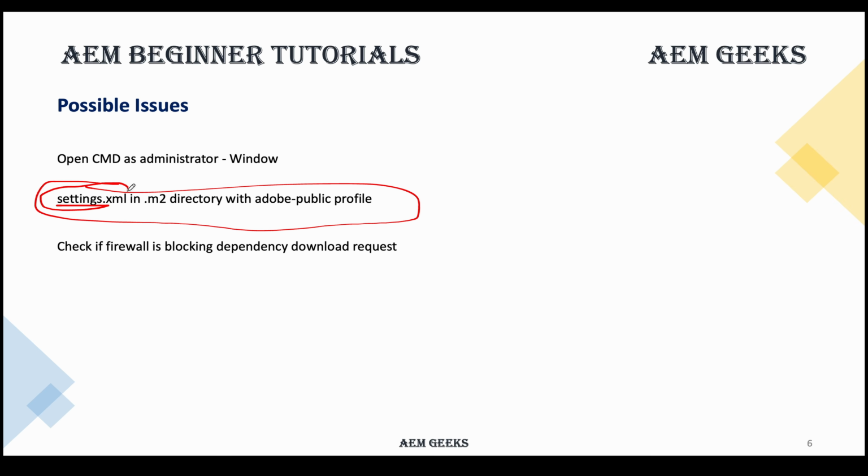What is M2 repository? I'll show you. If you are running on your office machine, office laptop, please make sure your requests are not blocked. Whenever you start creating a project, this Maven project downloads many dependencies from either the Maven repository or the Adobe repository. So you will get a lot of jars downloaded on your local machine. Please make sure your firewall is not blocking your downloads. In that case also you can get some errors.